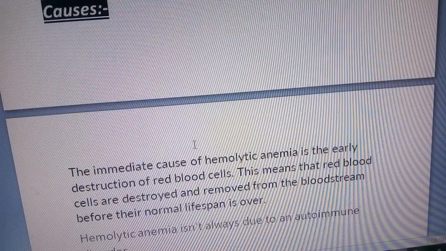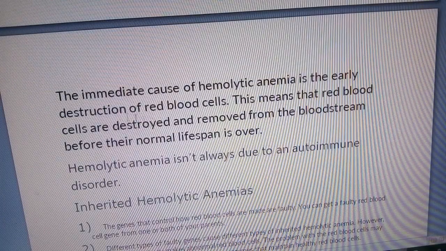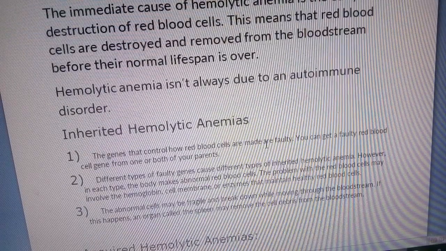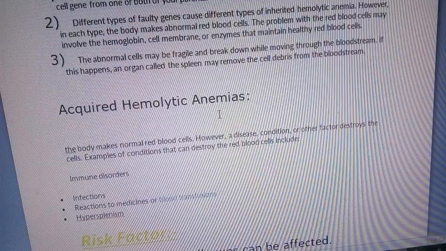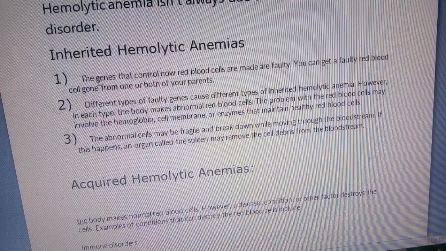What are the causes? The immediate cause of hemolytic anemia is the early destruction of red blood cells. This means that red blood cells are destroyed and removed from the bloodstream before their normal lifespan is over. Hemolytic anemia is not always due to an autoimmune disorder. It is of two types. One is inherited hemolytic anemia. The second is acquired hemolytic anemia.